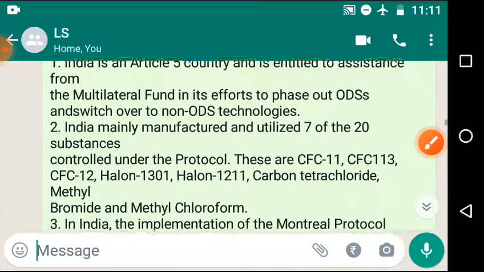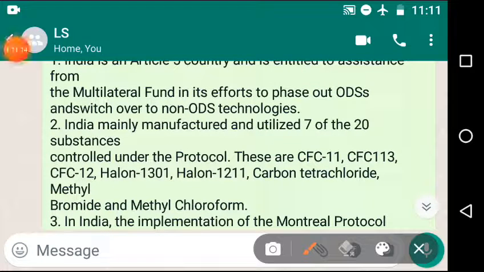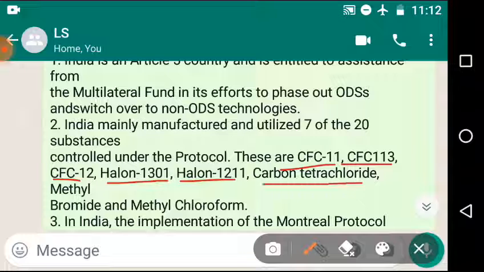Now these are the substances which are normally used by India: CFC 11, CFC 113, CFC 12, halon 1301, halon 1211, carbon tetrachloride, methyl bromide, and methyl chloroform. These are some substances which are actually manufactured and used by the Indian government. And strictly they have said that within a particular time frame we have to minimize the use of these substances.